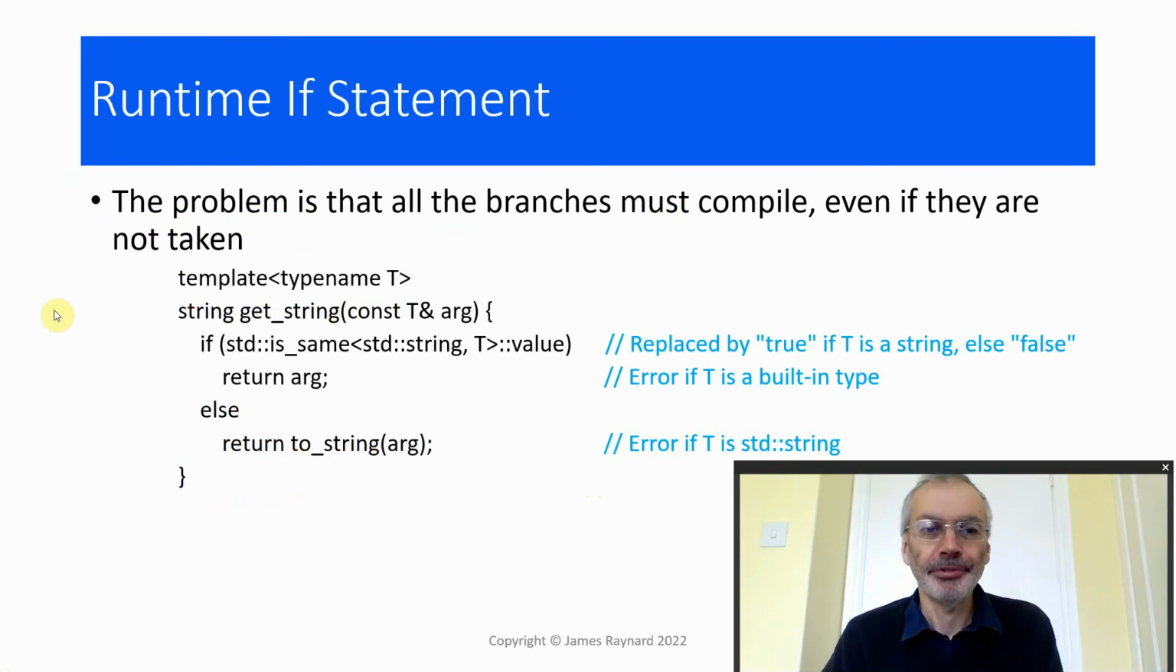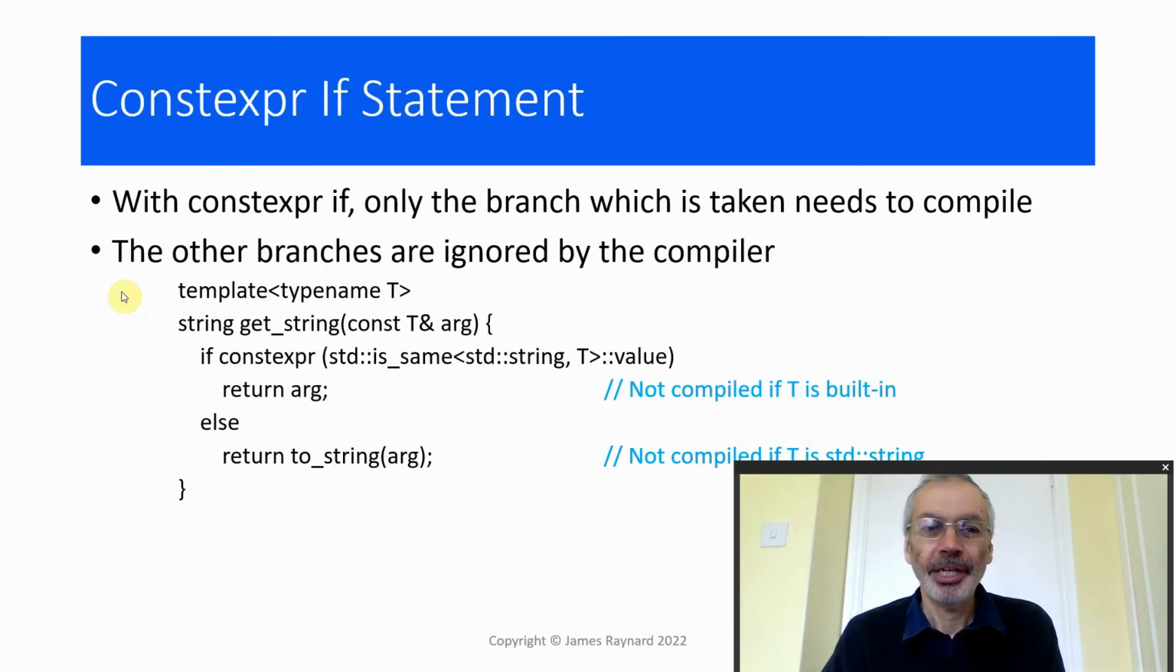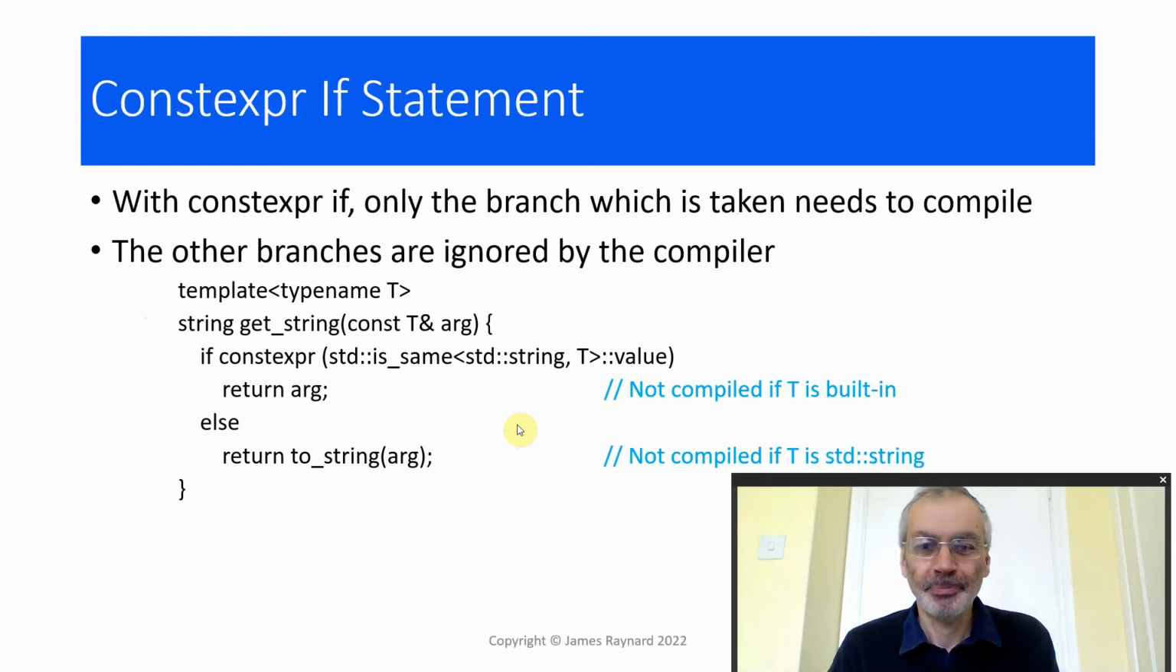So the problem with the runtime if is that all the branches must compile even if they're not taken. If we have a built-in parameter, then we can't return a built-in from a function which is supposed to return string. And if we have a string argument, we can't call toString because that doesn't have an overload with a string argument. When we have constexpr if, only the branch which is taken needs to compile, and the compiler will completely ignore any other branches.